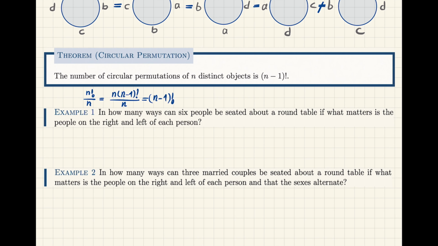So let us go to example number 1. In how many ways can 6 people be seated about a round table if what matters is people on the left and right of each person? So usually in combinatorics books, when you see round table or something like this, it means that that problem is actually interested in testing your knowledge about circular permutation. So usually I don't need to add this last sentence or phrase at the end. But anyway, in how many ways can 6 people be seated about a round table?